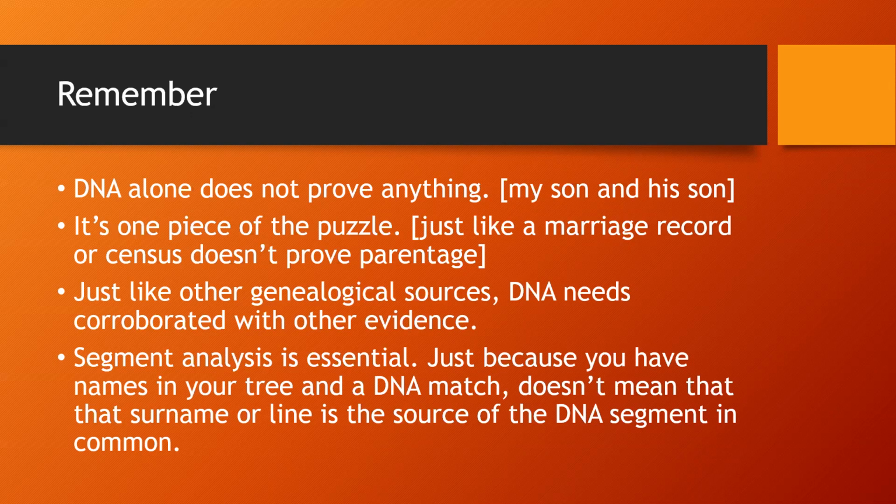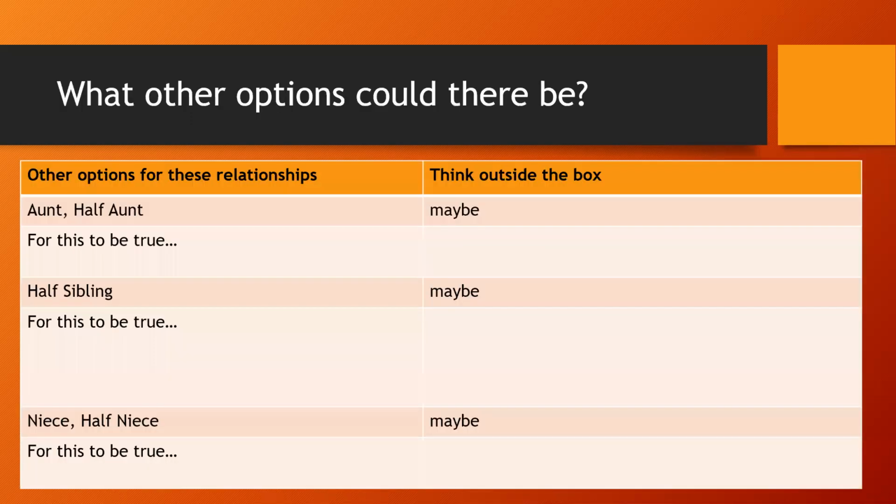So that's a really important thing to remember. The name is corroborative evidence, but it's not exclusive evidence. And also, don't forget, your tree could be wrong. I know no one wants to ever hear that their tree is wrong. It's always everyone else's tree that's wrong, but your tree could be wrong. So just want to keep that in mind.